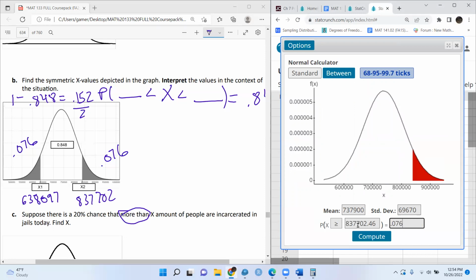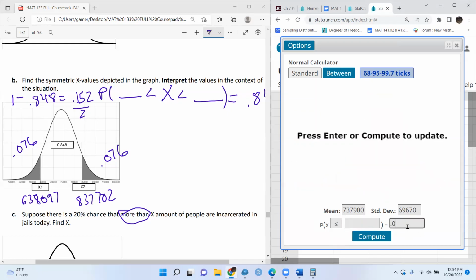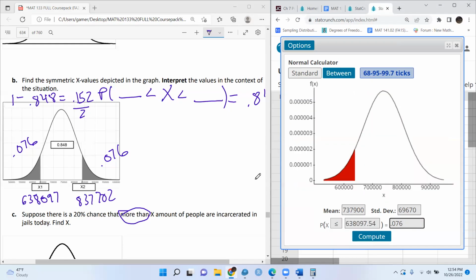Yeah, there it is for the greater than. It's got some decimals, but whatever. And the less than. Awesome. That's a little more work, slightly, but totally fine.